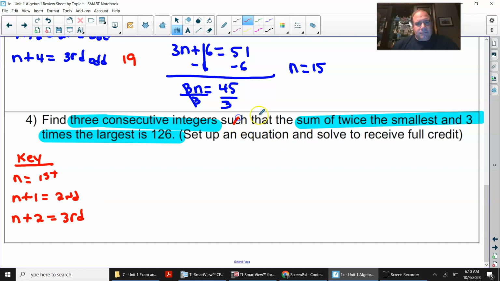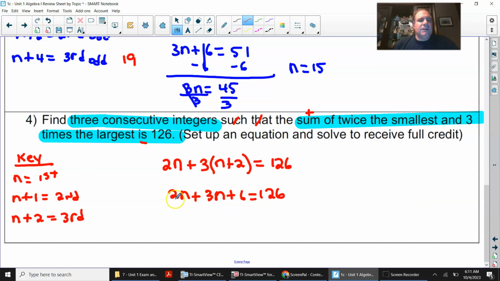Such that the sum, addition, of twice the smallest, and 3 times the largest, which is n plus 2, is 126. The sum of twice the smallest and 3 times the largest is 126. So we have 2n plus 3n plus 6, doing distributive property. 2n plus 3n is 5n. 5n plus 6 equals 126.